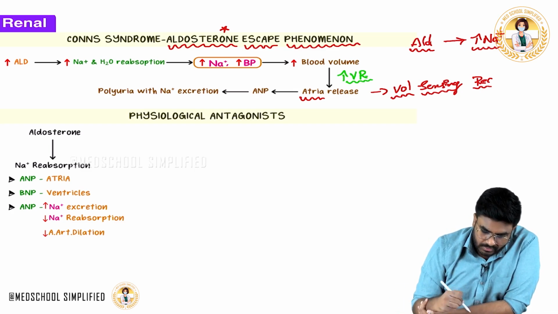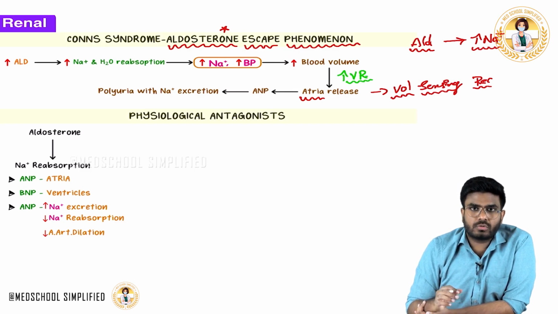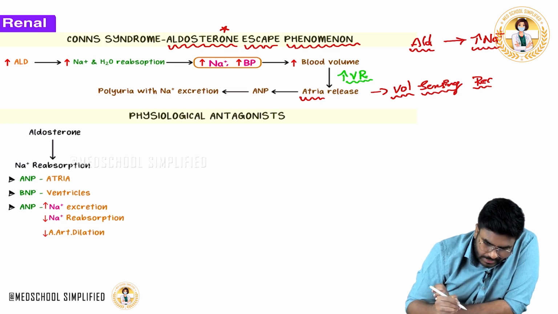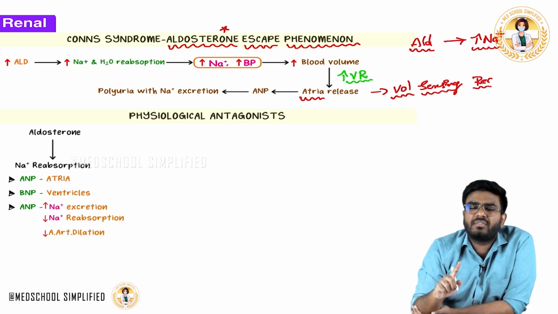See, the atria understood that more volume is there, more sodium is there. This more volume is because of more sodium. Now what will the atria do? They will communicate with the central nervous system. That reflex we will discuss later.